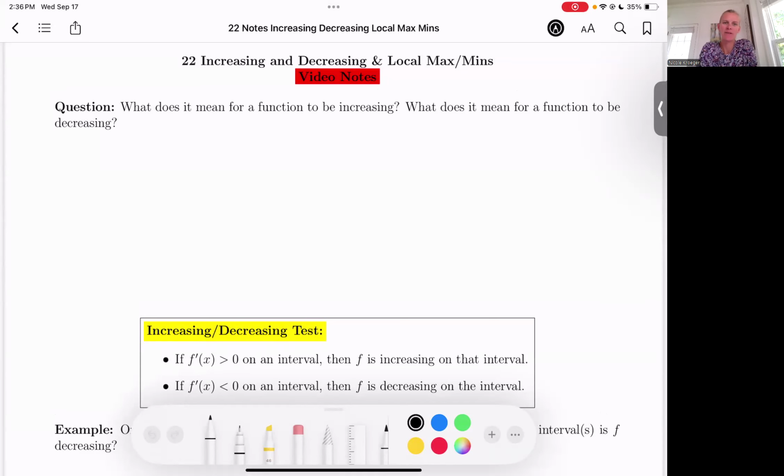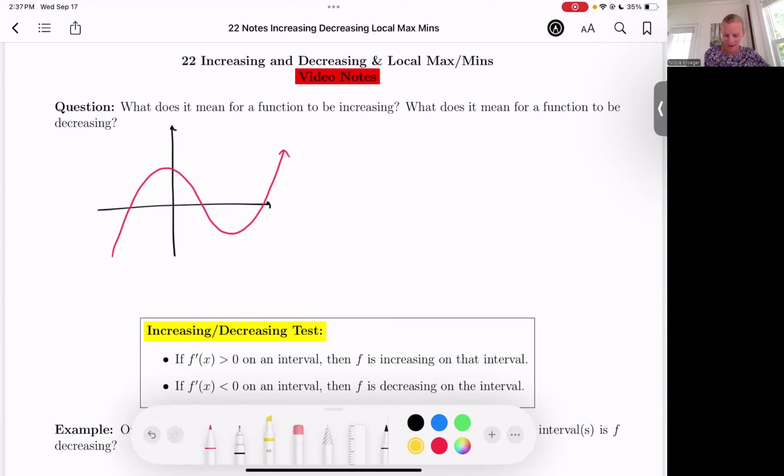So the first question is, what does it mean for a function to be increasing, and what does it mean for a function to be decreasing? So let's just draw the function, and we can talk about increasing, decreasing. So maybe I have a function like this. So you might believe that this function is increasing here and here.